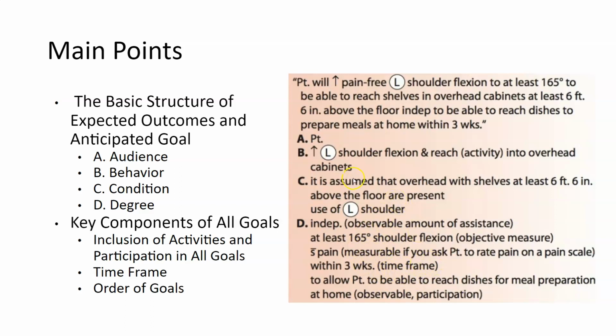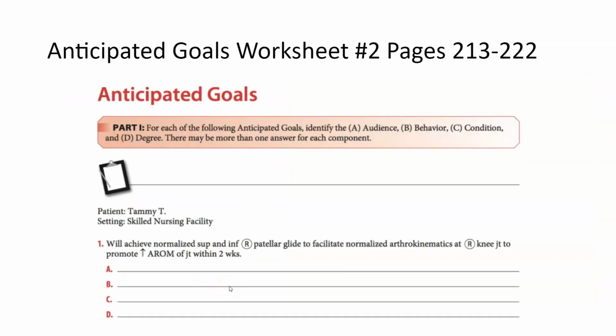So you can see here in this example, the main goal for the behavior is to be able to reach overhead into overhead cabinets, whereas in the degree, that means they need 165 degrees of shoulder flexion. Now, notice that the behavior is an activity we want them to be able to do, whereas the D is the components necessary to get there. All right, so when we look at goals, we often want to include a time frame, which often comes in the D component as well. And then obviously we have an order that we go with.